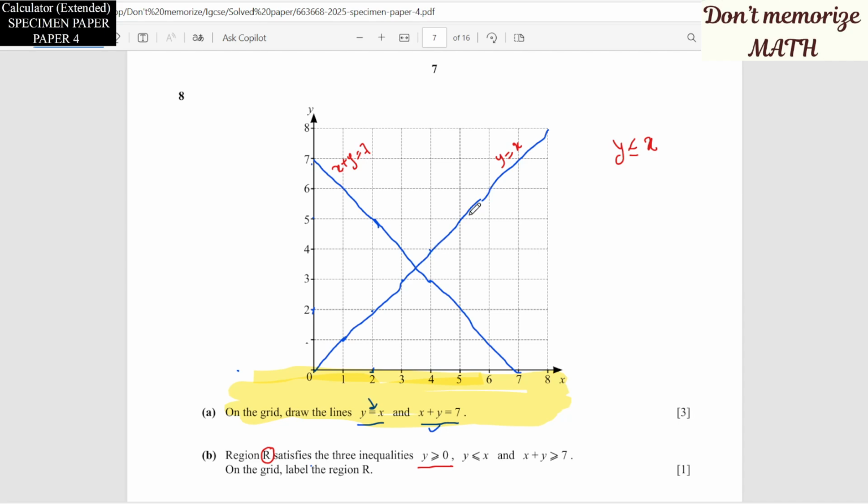Okay, I will just show this is the line. So I will choose this point. What is this point? 4, 6. This point is 4, 6.